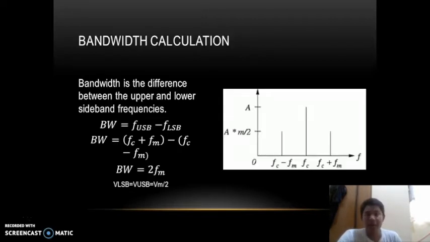Bandwidth is simply the difference between the upper and lower sidebands, where this is our lower sideband and this is our upper sideband, while this is our carrier frequency. During the carrier frequency, this is the time when our voltage is always maximum. And the bandwidth, as said before, is equivalent to the frequency at the upper sideband minus the frequency at the lower sideband.